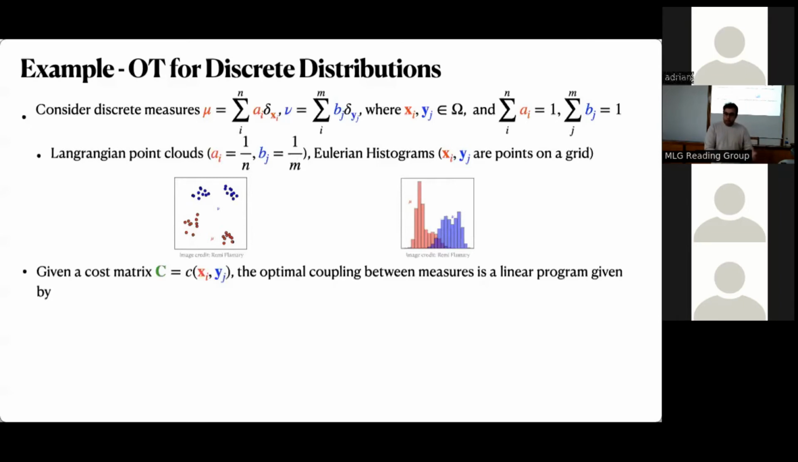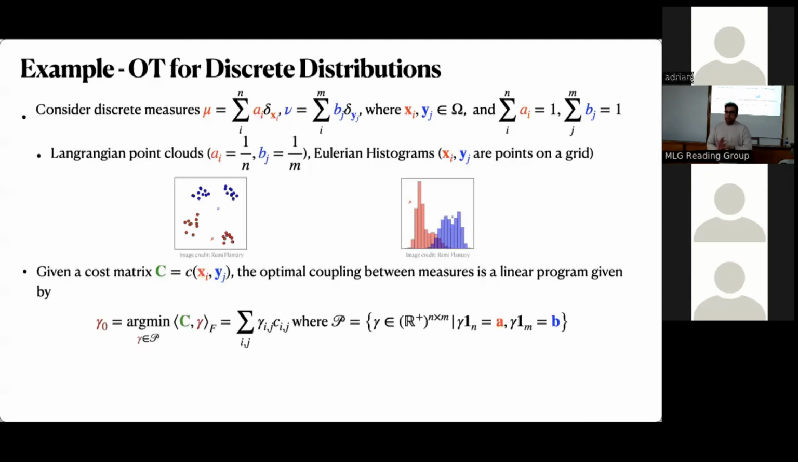If you convert the optimal transport problem to this discrete formulation, you'll have a cost matrix, C of x_i and y_j, which just gives you the pairwise cost between each x_i point and y_j point. The optimal coupling between these two measures is now given in this discrete form as the norm between the cost matrix and the coupling, which minimizes this norm. You convert the integral over all couplings to a double sum now, and you want to find the coupling that minimizes this double sum, given the constraints that these couplings should still marginalize to the respective distributions of a and b.